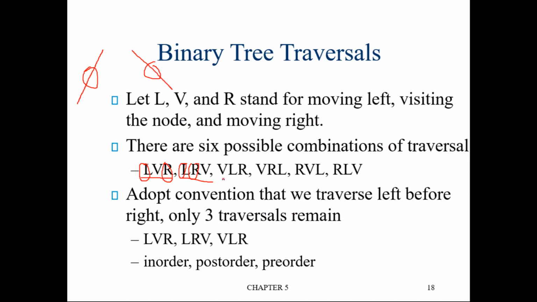So similarly, if you take VLR, here also after visiting left, only you are visiting right. V, that is, visiting that node, may come anywhere. It may come in between left and right, or before left and right, or after left and right. But generally we first visit the left child and after that the right child.